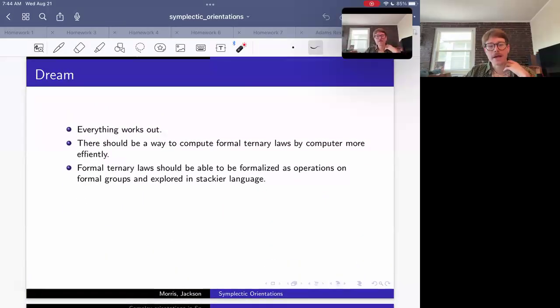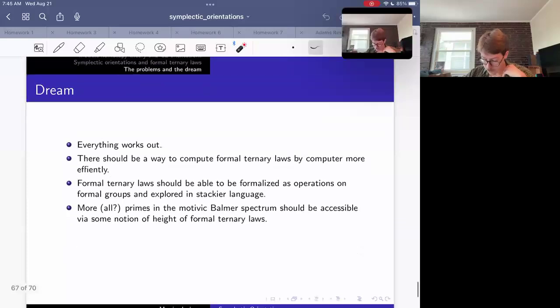There should be some type of stackier, more formal language to give where formal ternary laws are coming from. One of the problems is that it's possible that we don't get a stack a priori that the formal ternary laws come from. It's something called like a two-stack, I think. Don't need to get into this conversation. No, I think you're at the table when we were talking about this, but there should be some type of universal way to parameterize what's happening here.